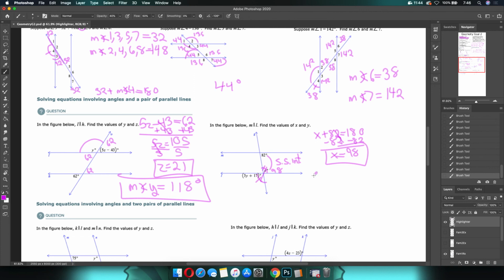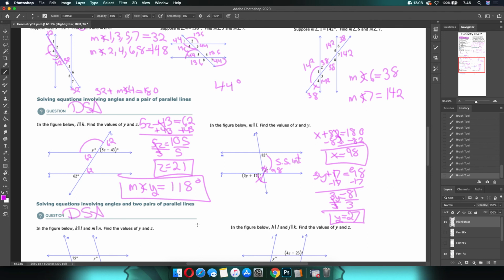And hey, look, if this is 98 and these across from each other are vertical angles, then that means 3y plus 17 equals 98. Minus 17, 3y equals 81. Divide by 3, y equals 27. Yes, I did that in my head. Okay. This, for the record, is a DSA question.